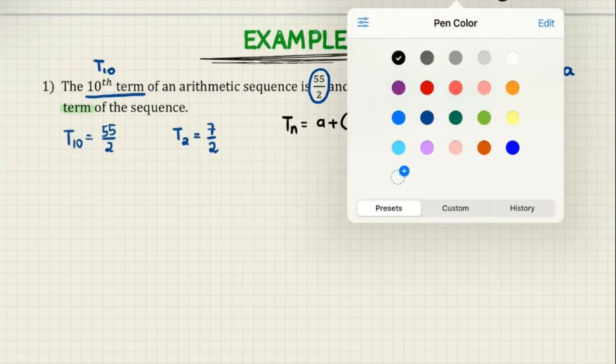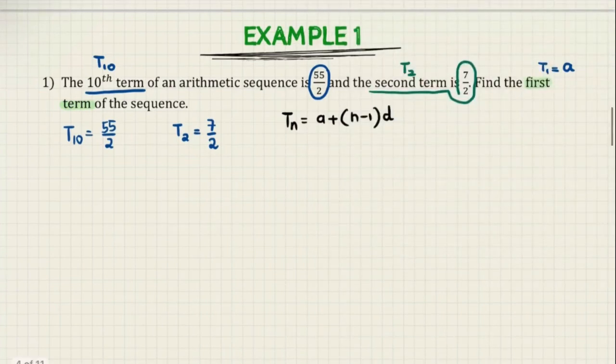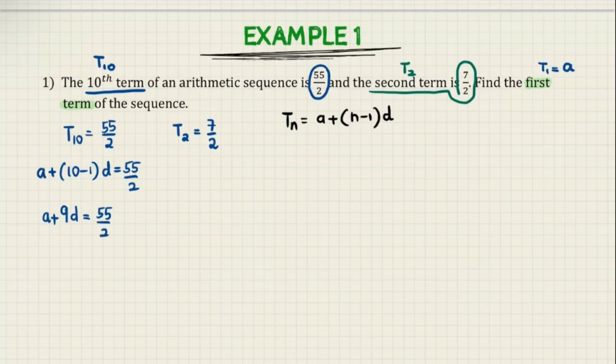So using this formula, T10 kita boleh tulis sebagai A tambah N minus 1D equals to 55 over 2. Alright. And then 10 tolak 1 dapat 9. So boleh je tulis A tambah 9D sama dengan 55 per 2. Okay. So let's say this will be our first equation lah. Ini adalah equation yang pertama. Now equation yang kedua datangnya daripada T2.